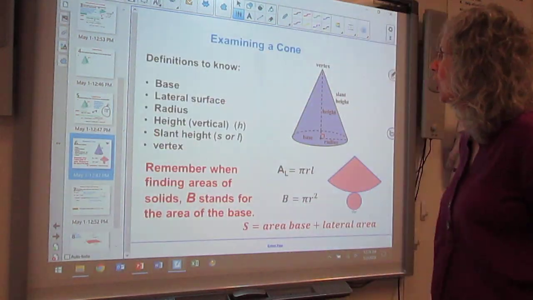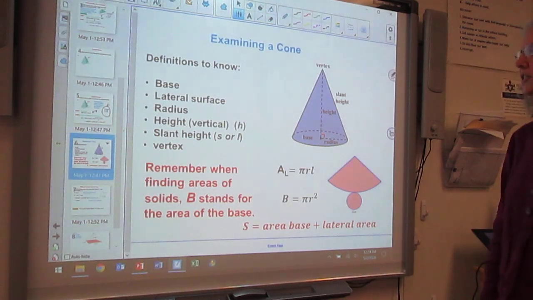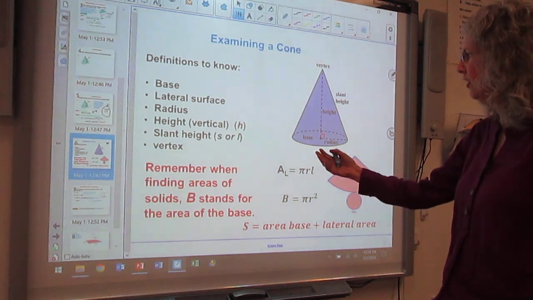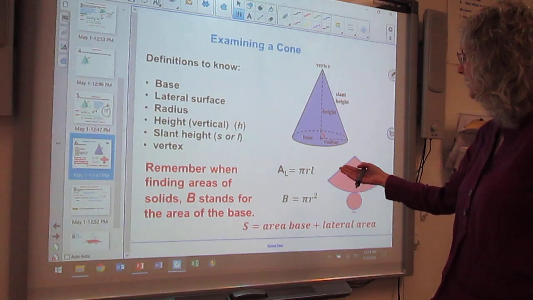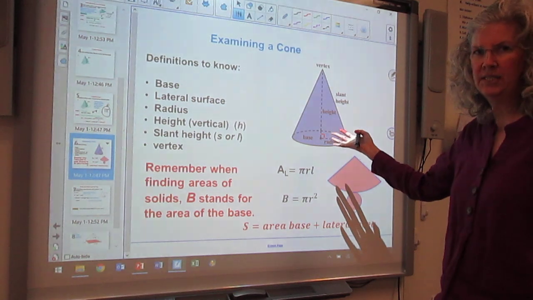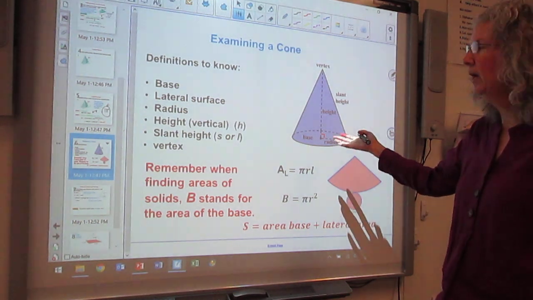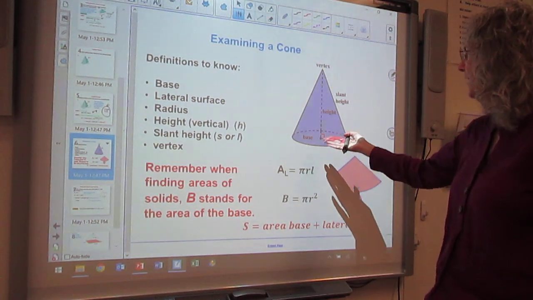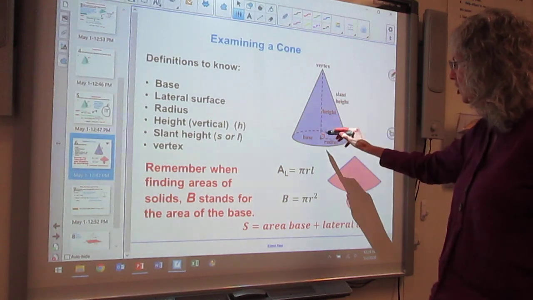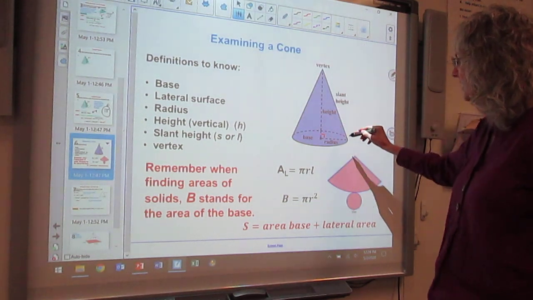Now I want to move on to cones. Let's talk about some definitions. The base, we talked about the base. It's the same as the base on the pyramid. Really, a cone is a circular pyramid. We have the base, we have the vertex, we have the vertical height down the middle, and we have a slant height.